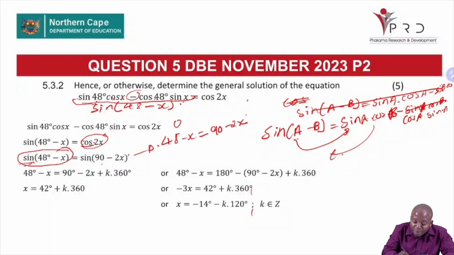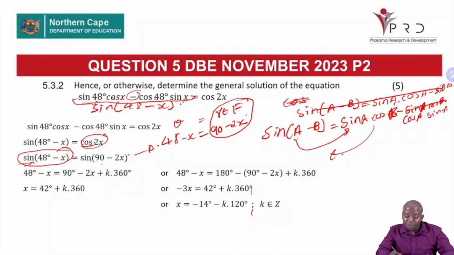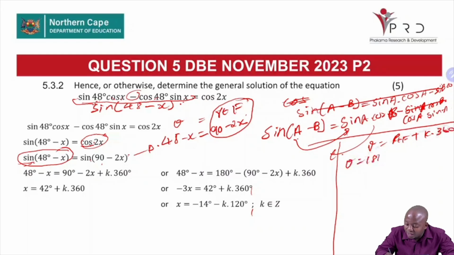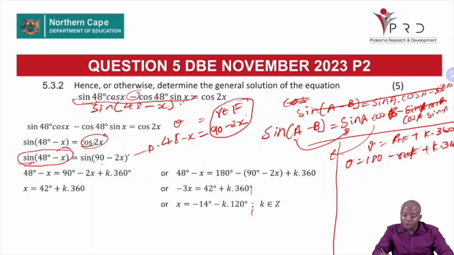So this is going to be our theta is equals to this our reference angle. Our reference is 90 minus 2x. So what we do now, we use the general solution of sine. Remember, we have two angles: theta equals reference plus k times 360, and another one, theta equals 180 minus the reference plus k times 360. So that's what we are doing in that case.